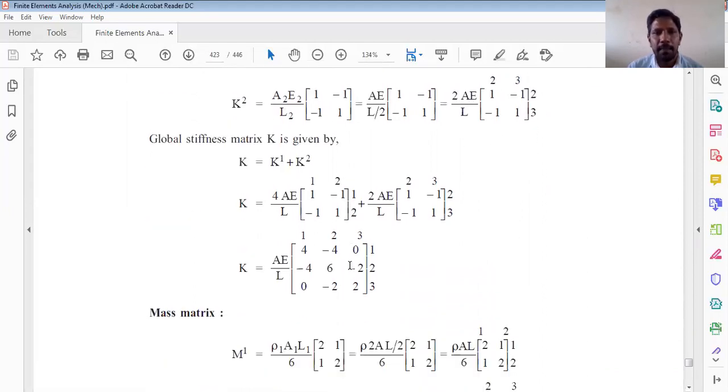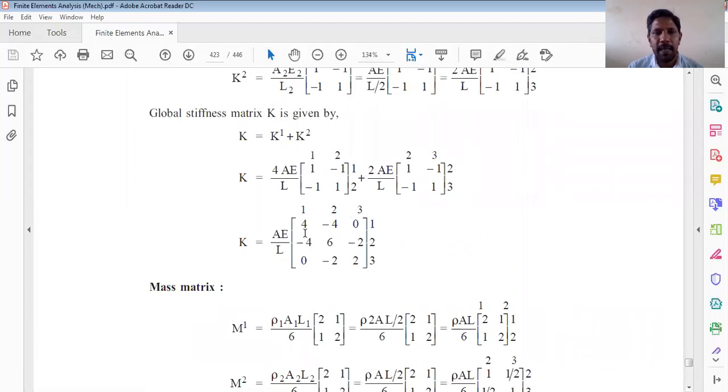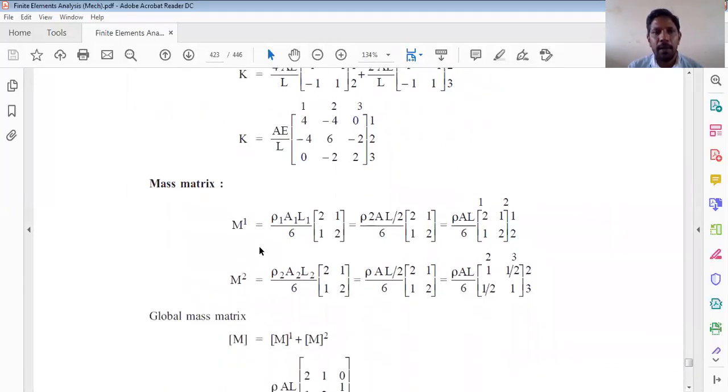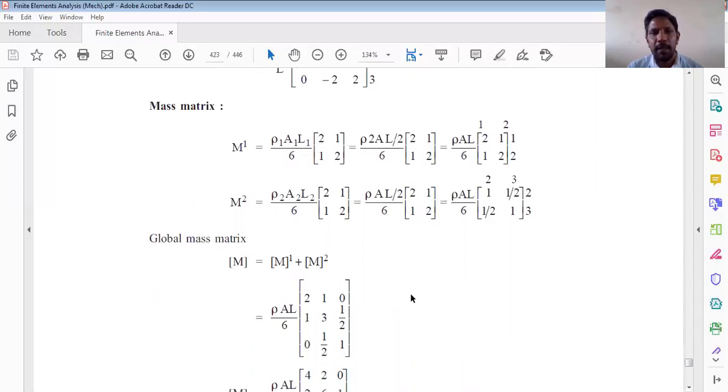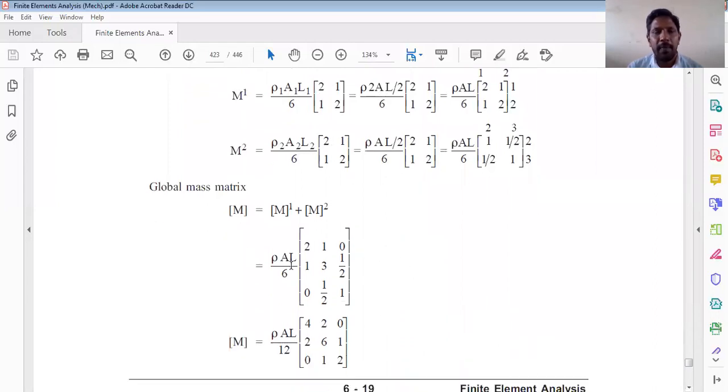When you add them together, the global stiffness matrix is A by L in the matrix of 4 minus 4 0, minus 4 6 minus 2, 0 minus 2 2. Globally, there are three nodes, a 3 degree of freedom system, 1 2 3, 1 2 3. Here we need the mass matrix, which is the consistent mass matrix, M1 equals rho 1 A1 L1 by 6 in the matrix of 2 1 1 2. We have the rho value, area value, and length value, and we substitute them. So globally, M will be equal to rho A L by 6 in the matrix of 2 1 0, 1 2 1 by 2... 0 1 by 2 1.